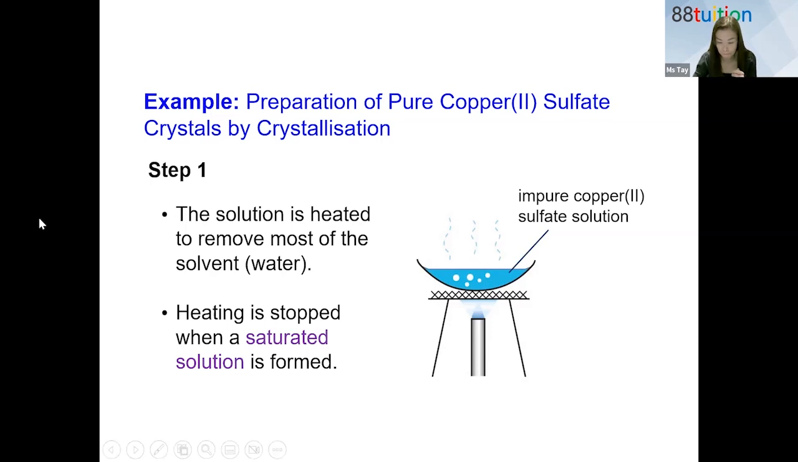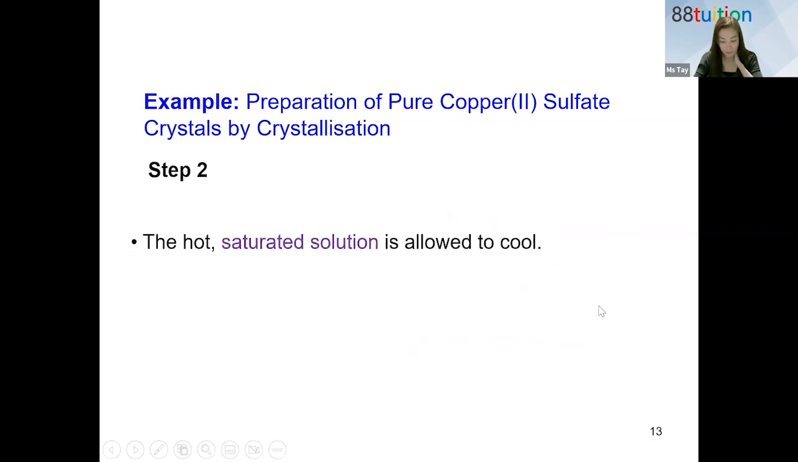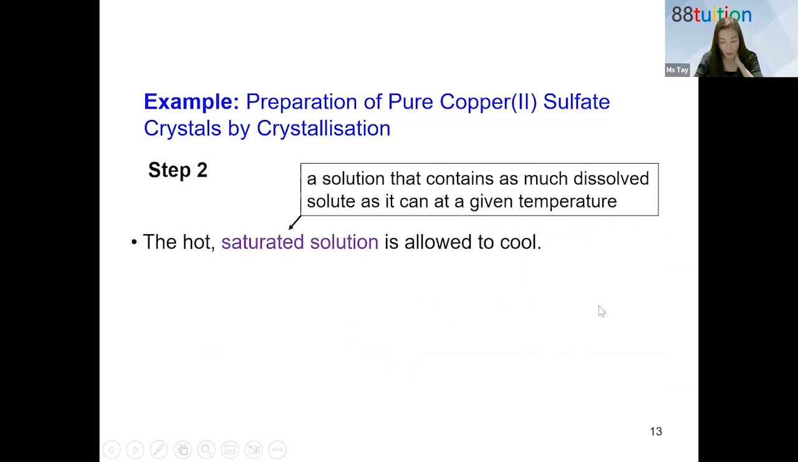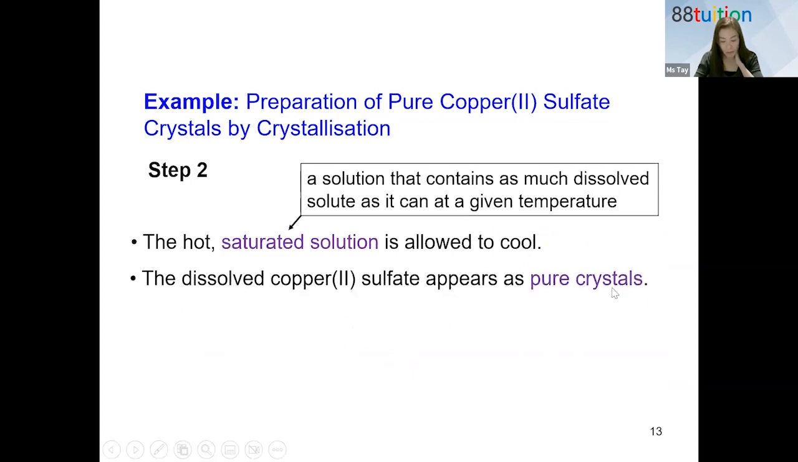So that is when we get the saturated solution. Imagine you start off with probably this amount. And then you heat it until it is half the original volume. So this is known as a saturated solution. After that, let the hot solution cool down, and then your crystals will start forming.